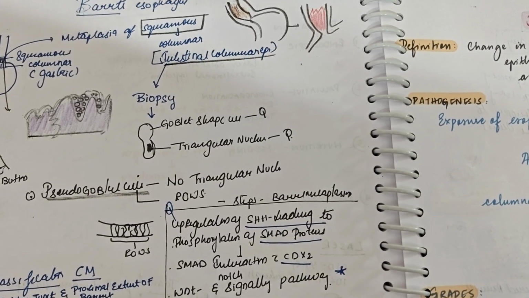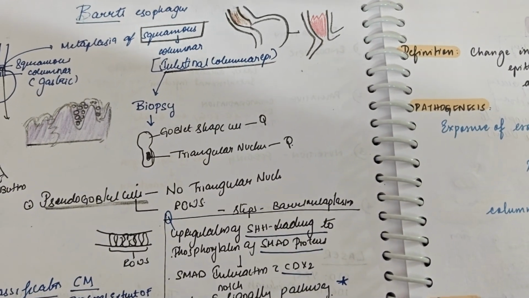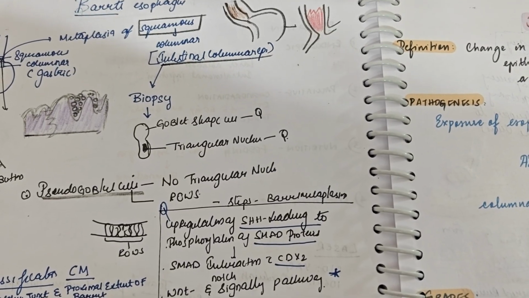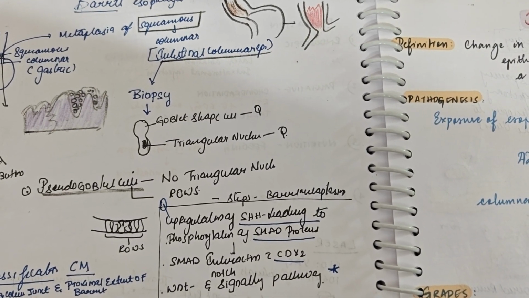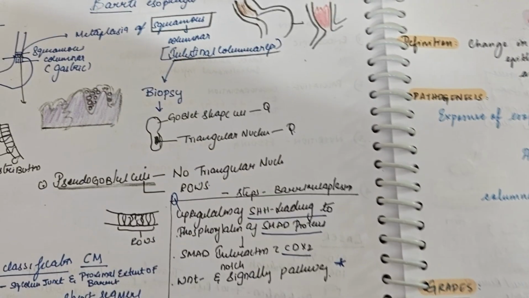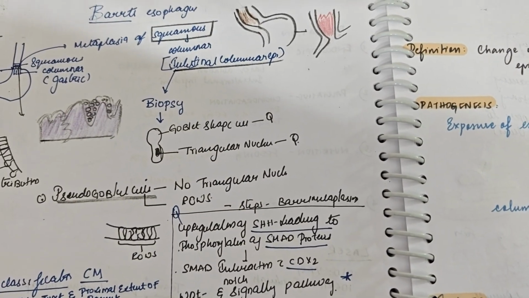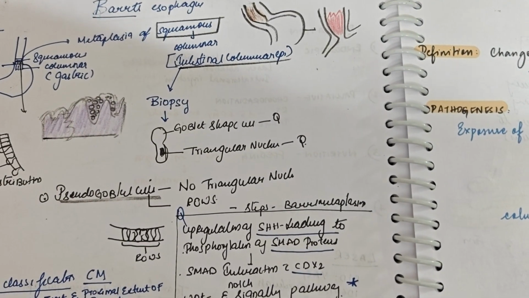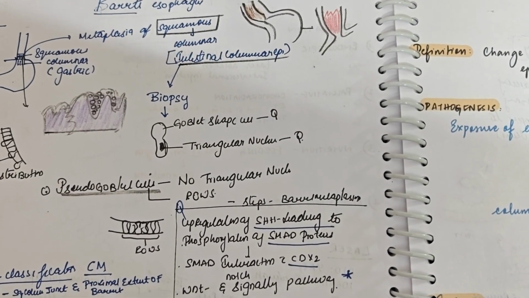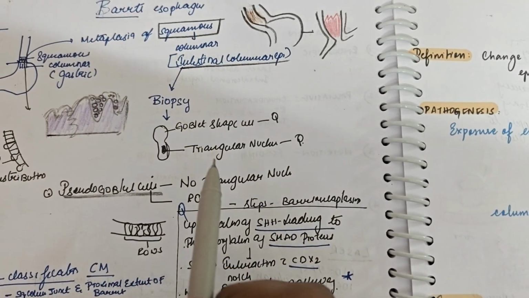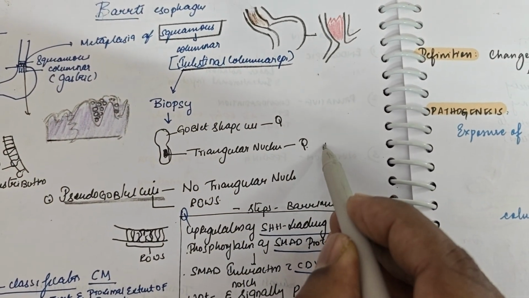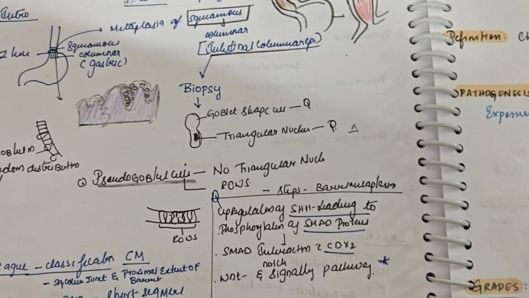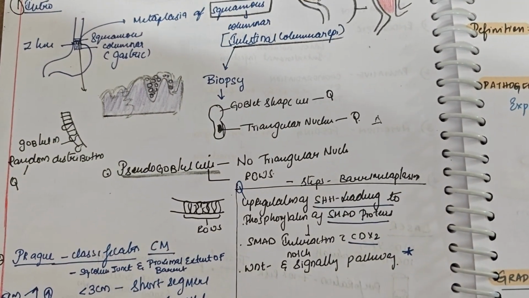Then how do you tell this is intestinal columnar epithelium? For example, you have taken a biopsy and you have seen it under the microscope. What are the structures present in the epithelium in Barrett's esophagus? You have some cells known as goblet cells. How do you identify goblet cells? If you look at the nucleus, the shape of the nucleus is triangular. Remember, that's the important point.